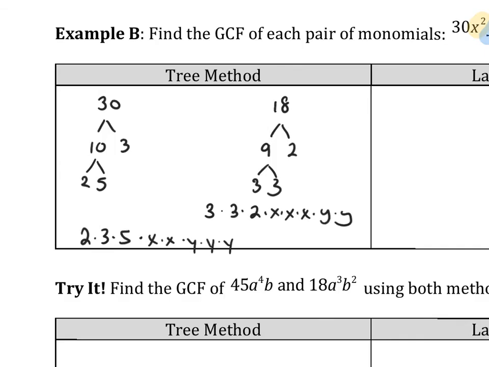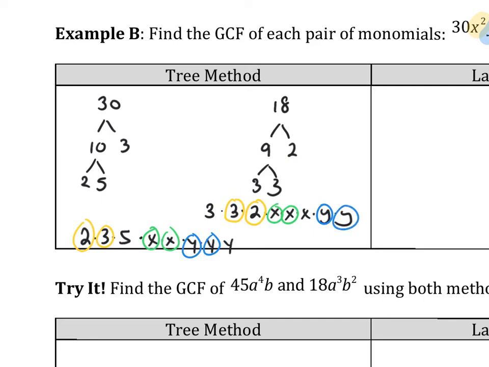Let's start circling the things that are the same. Here's a 2, here's a 2. There's a 3, there's a 3. Let's see, x's, I have an x there, x there, x there, x there. Ran out of x's that are the same. And a pair of y's there, a pair of y's there.